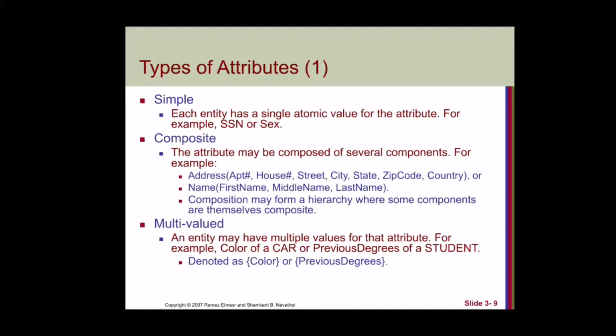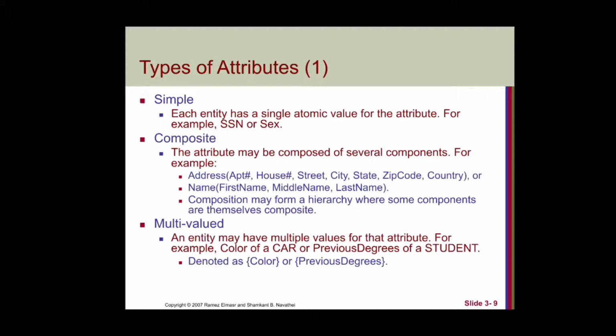Then we have the composite attribute. The attribute may be composed of several components. For example, when we write our address, how are we going to write it? Let us start from apartment number, then house number, then the street in which we reside, the city, then state, zip code, then country, all these things. This is the way in which an address is defined, right? So address is subdivided into all these subparts. Or a name: a person's name consists of first name, middle name, last name, right? Then composition may form a hierarchy where some components are themselves composite. So this is regarding the composite attributes.